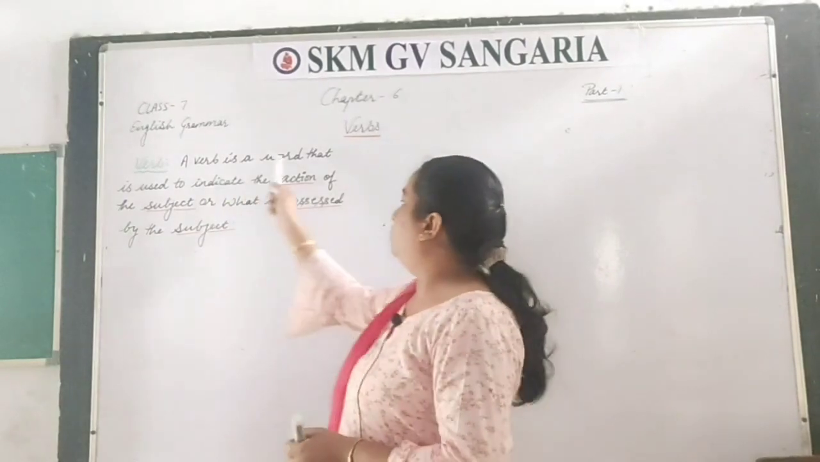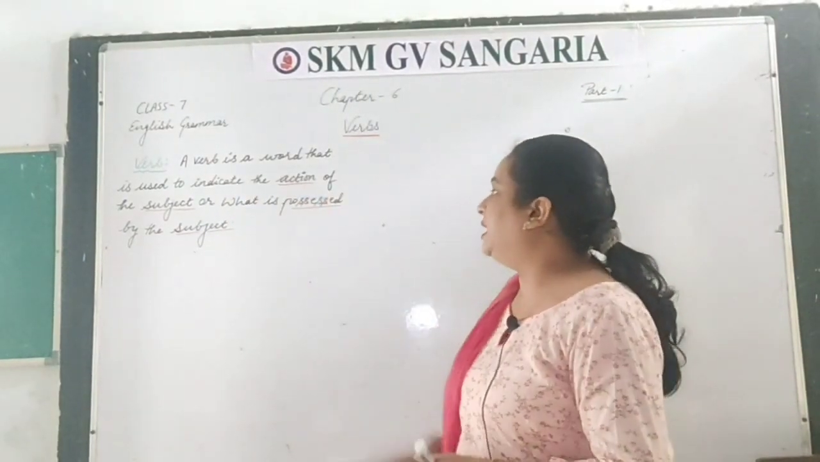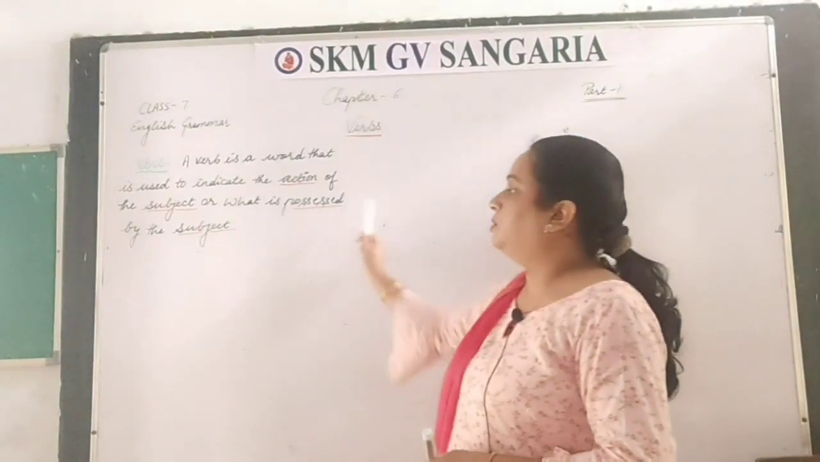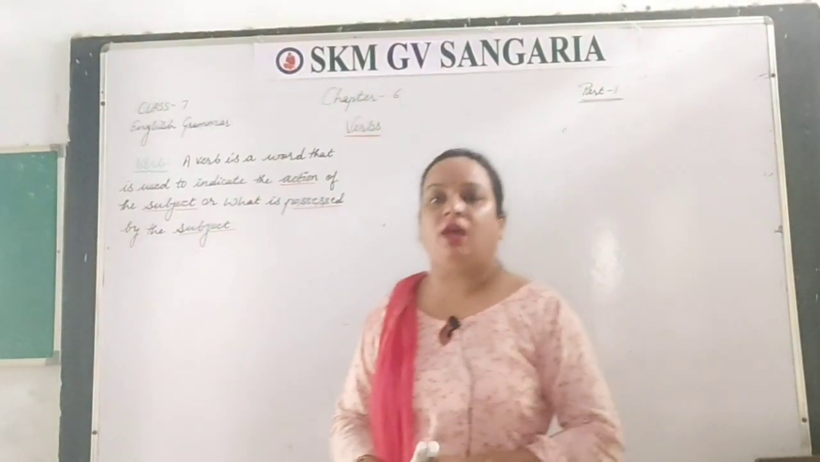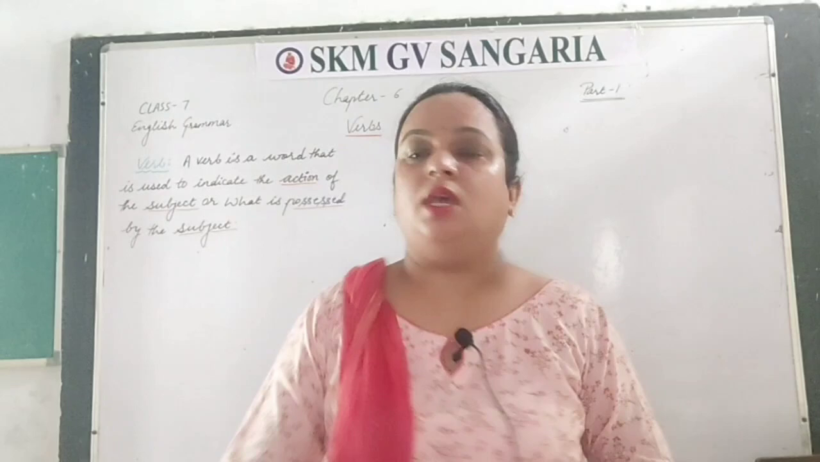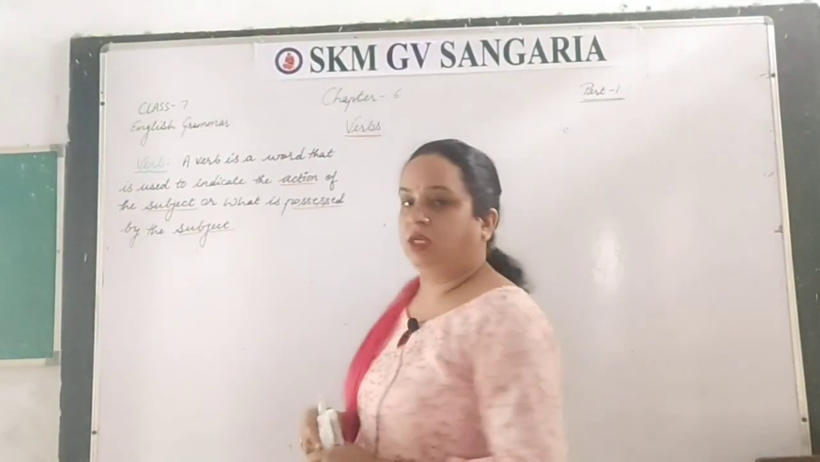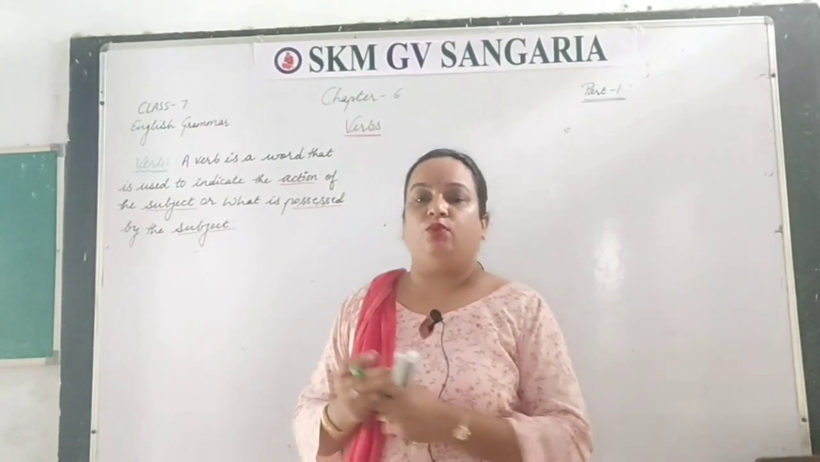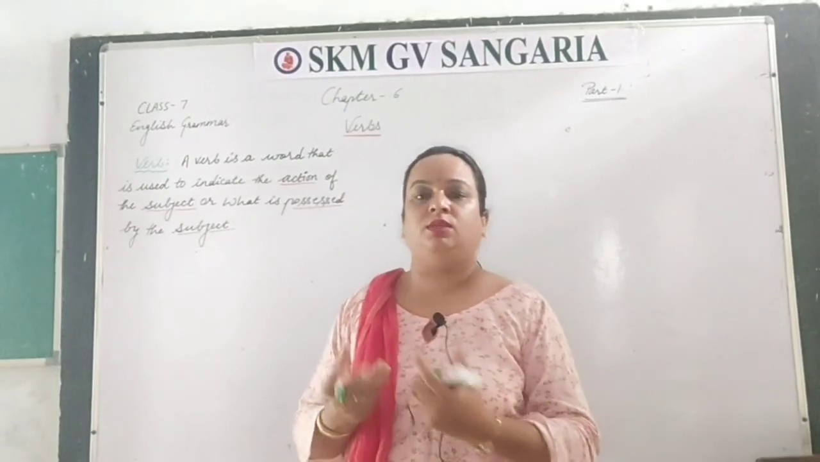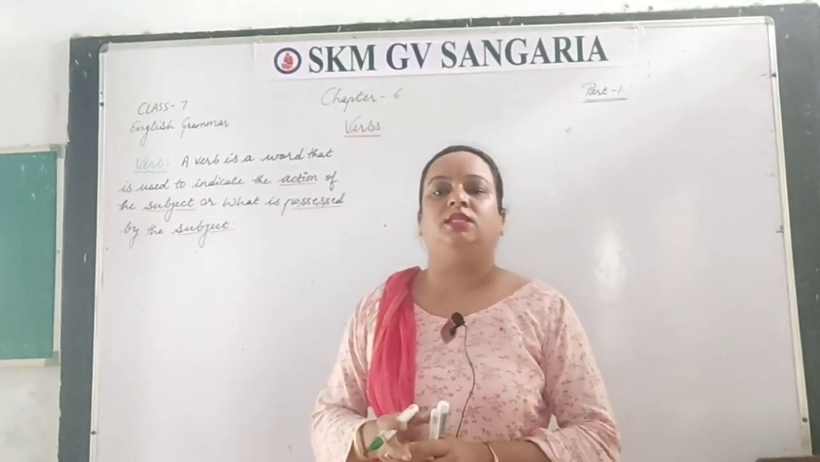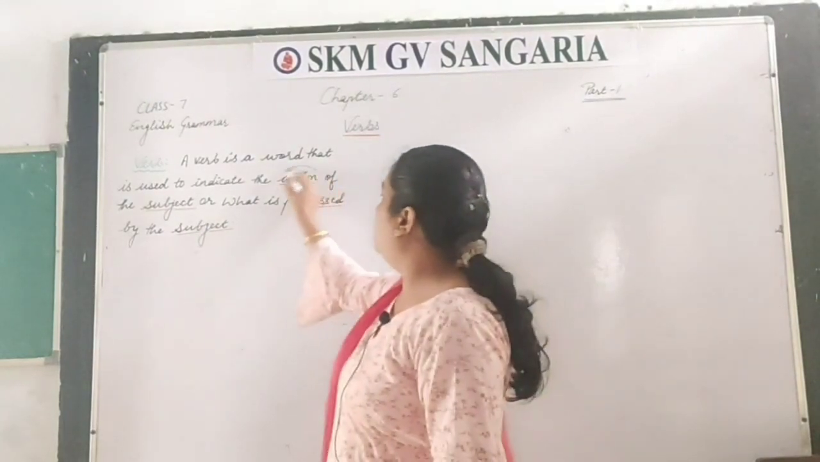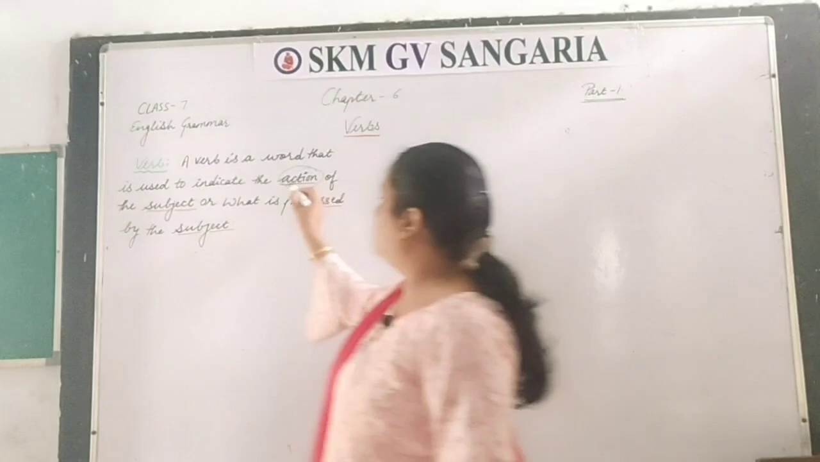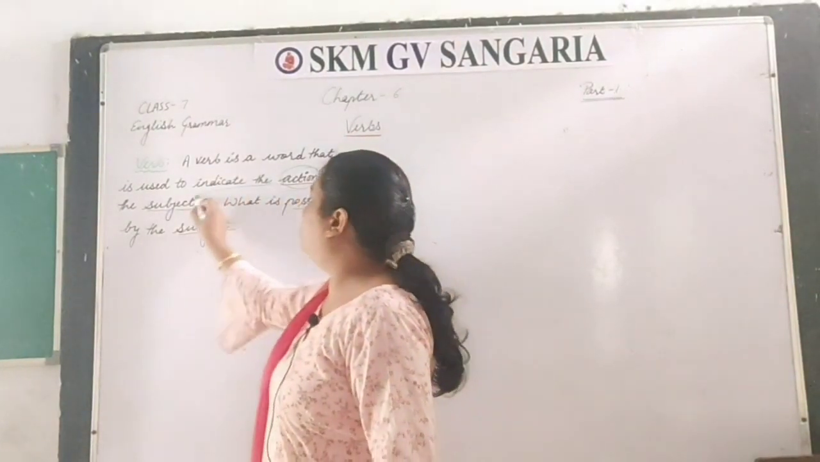A verb is a word that is used to indicate the action of the subject or what is possessed by the subject. Now we have to understand these words here. The action of the subject. Action is whatever we do, like we eat, we sing, we dance, we study, we sleep. All those things are actions. So we have to notice that it is the action done by the subject.